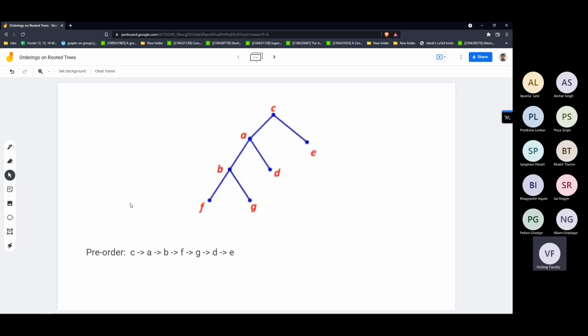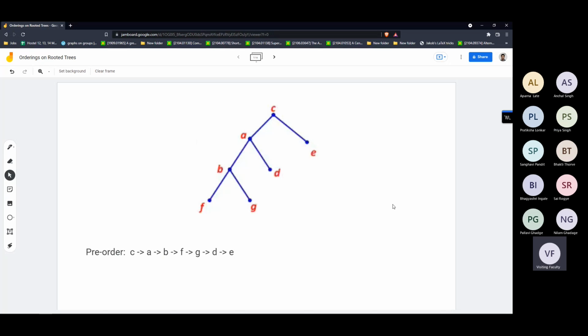Now, do you see all the vertices have appeared? A, B, C, D, E, F, G. Up to you all to find all of them. So this is the ordering among the vertices of this binary tree, and it's called the pre-order. Is this clear to everyone? This much? Yes, sir. All right, good.